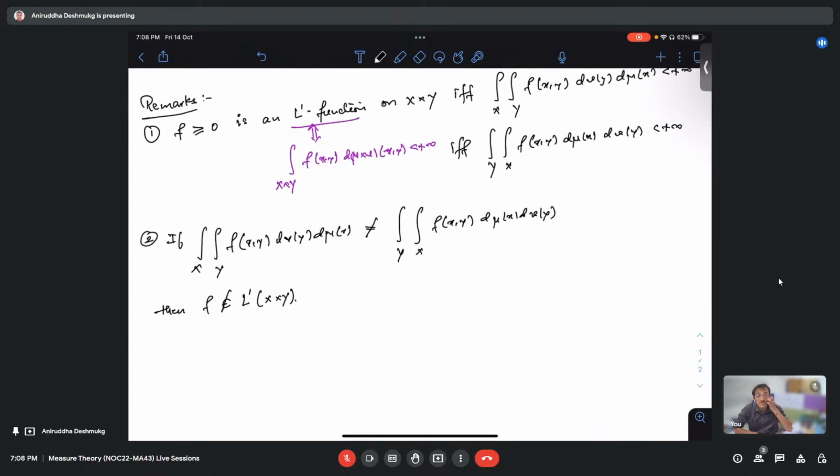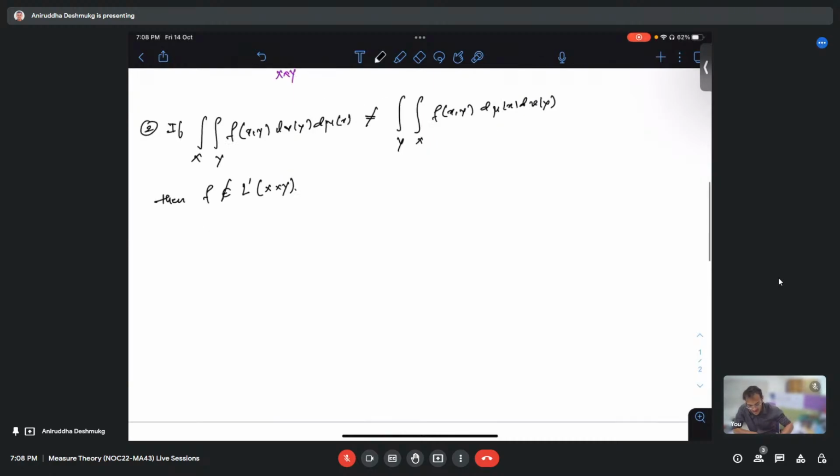So we are going to use some of these very simple remarks that follow from Fubini's theorem to check whether a given function is actually in the L1 space of the product space or not. To do that, let us start with some very basic examples.